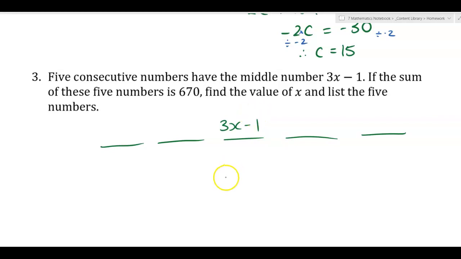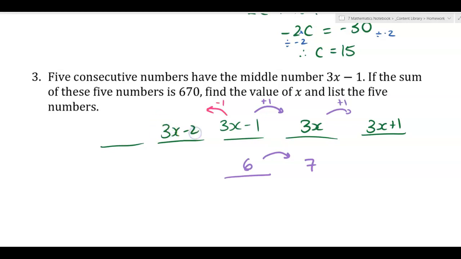So, if this one, for example, was 6, what number would be to the right? Okay, so how do we get there? What do we do? Plus 1. So what is 3x minus 1 plus 1? Okay, now I plus 1 again. What do we get? 3x plus 1. Good. Now I go the other way. How do I go left? So it'd be 3x minus 2. And I go left, I get 3x.